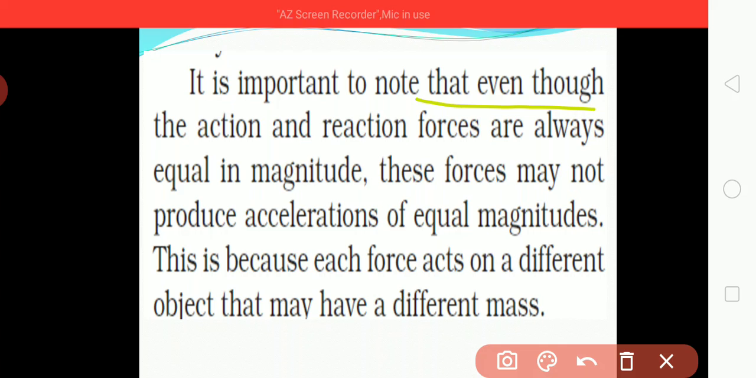even though the action and reaction forces are always equal in magnitude, these forces may not produce accelerations of equal magnitude. This is because each force acts on a different object. Both forces are exerted on different objects that may have different masses, due to which equal magnitudes of acceleration cannot be seen.